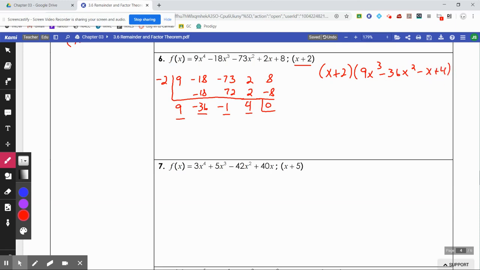And the only method we have right now of factoring, if it has 4 terms, is by factoring by grouping. So now I have x plus 2. I'm going to put some brackets because I'm going to factor the 9x squared out of that.